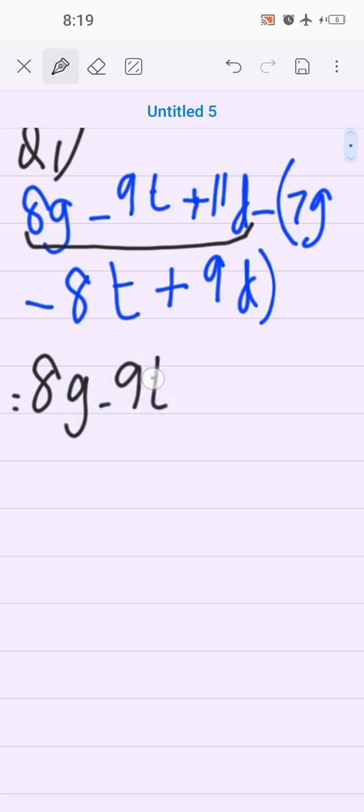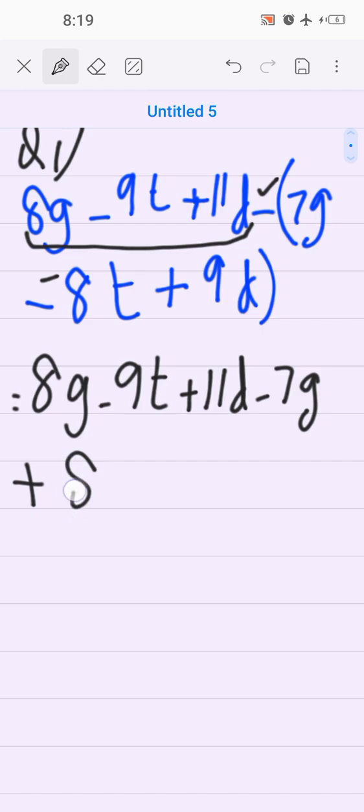Many students start collecting the like terms before changing the signs. Do not do that. Minus times 7g is minus 7g, and minus times minus 8t is plus 8t. Do not forget that, okay? And minus times plus 9t is minus 9t.